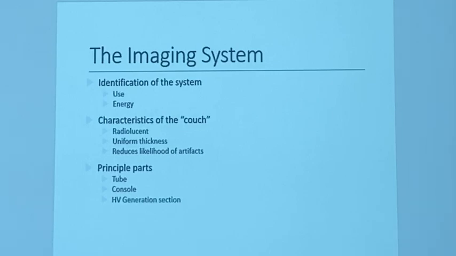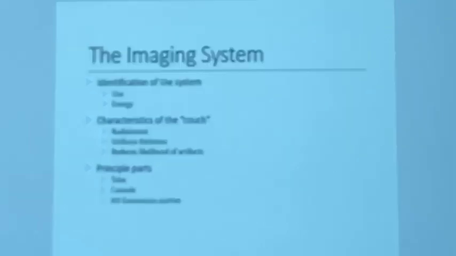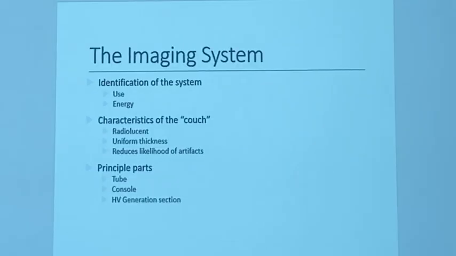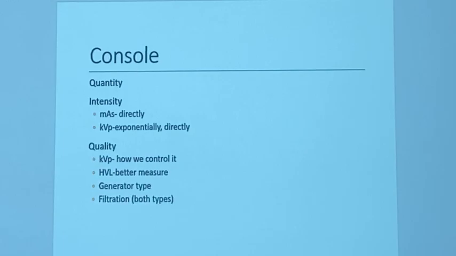The principal parts would be the tube, the console, and the high voltage generation system, the principal parts of your imaging system. So on the console, if you remember, we can control the quantity and the quality of the x-ray beam. So the quality is really how likely something is to penetrate. We'll talk about that in a second, but the intensity is your quantity.